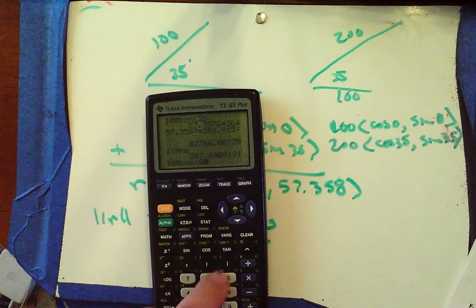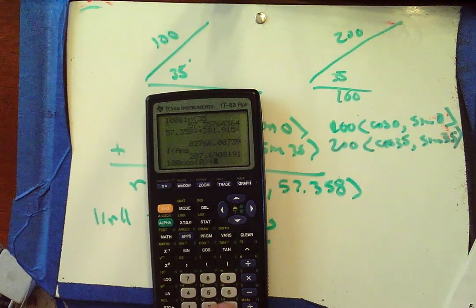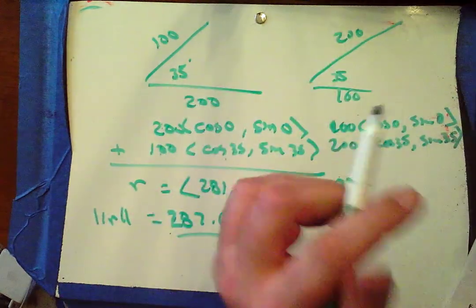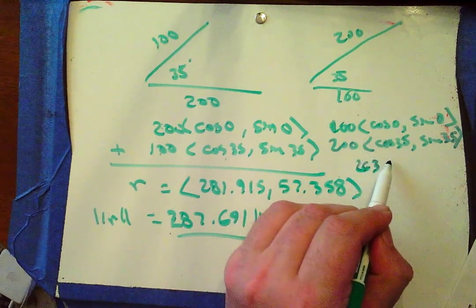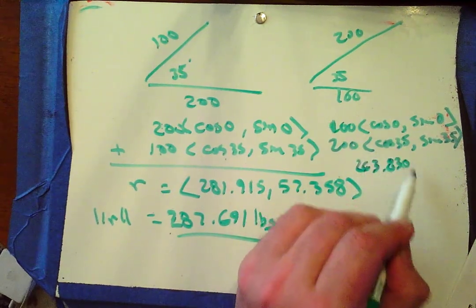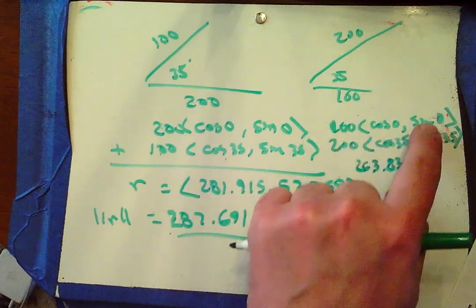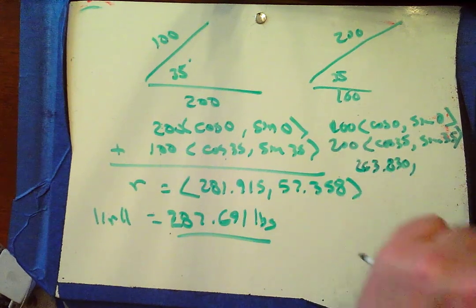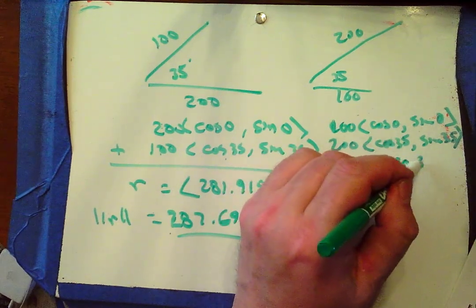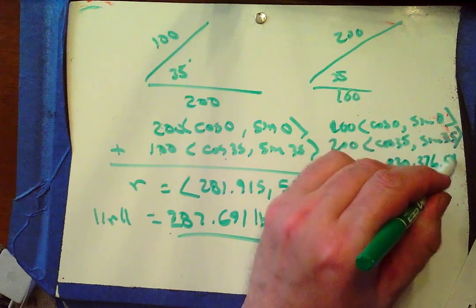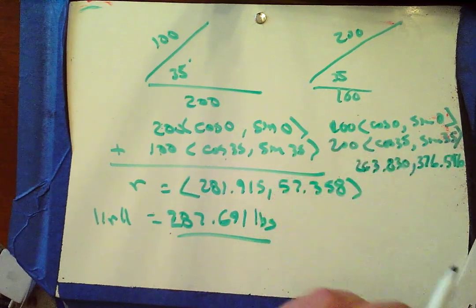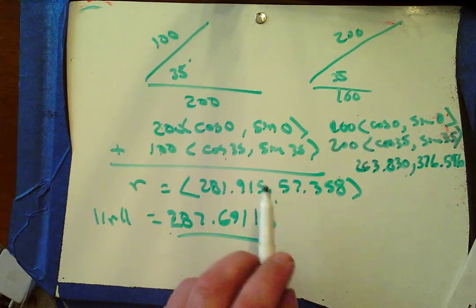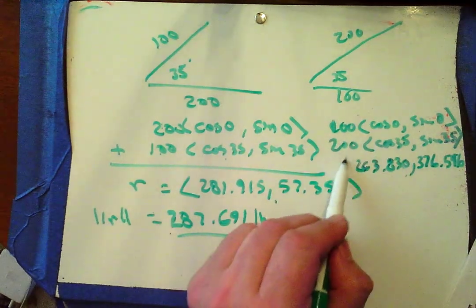100 cosine 0, close parentheses, plus 200 cosine 35, and I get 263.830, comma, 100 times 0 is 0, plus 200 sine 35, and I get 376.546, and this is not that. It's very different. But what about the magnitude?